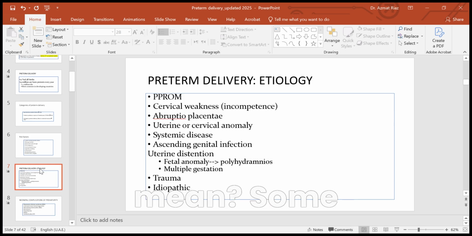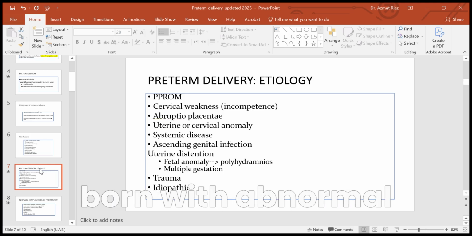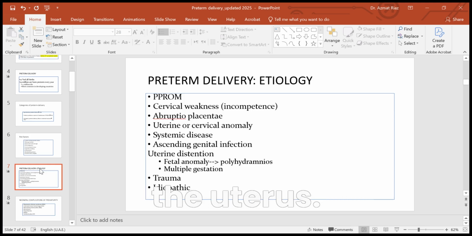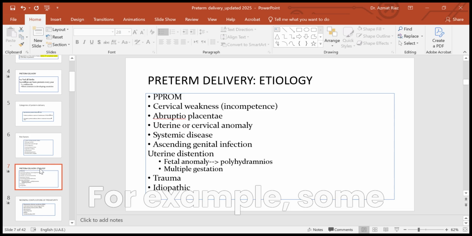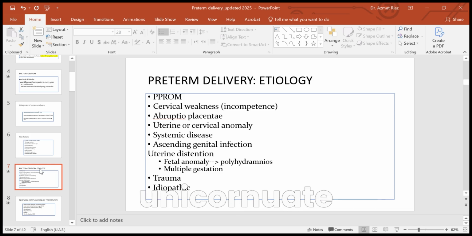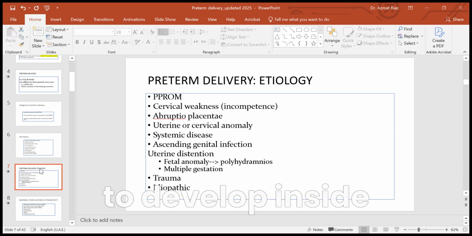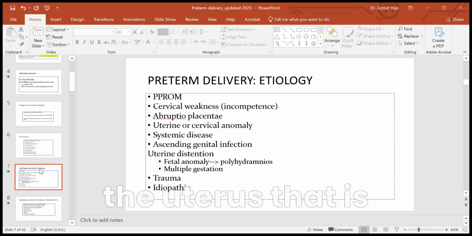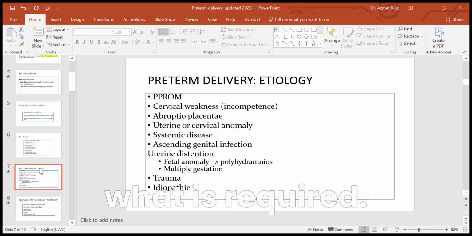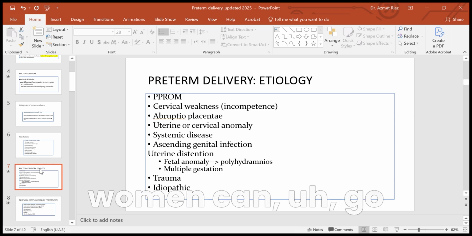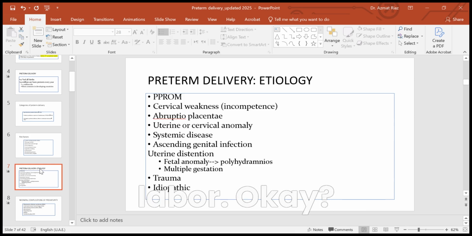Then there may be uterine anomalies. What does that mean? Some women are born with abnormal shapes of the uterus, for example a unicornuate or bicornuate uterus. In that case the space for the baby to develop inside the uterus is less than what is required, and as a result women can go into preterm labor.